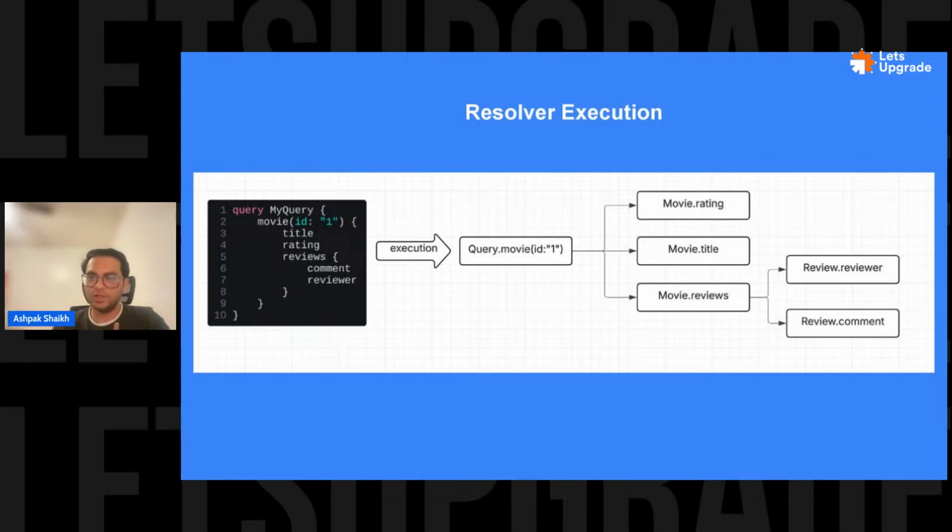Similarly, it will keep on going to the next level until the leaf node, and this execution is very fast. Usually, all of these resolvers are executed in parallel, so that the runtime execution is asynchronous and it responds in a very timely manner, in a fast manner.